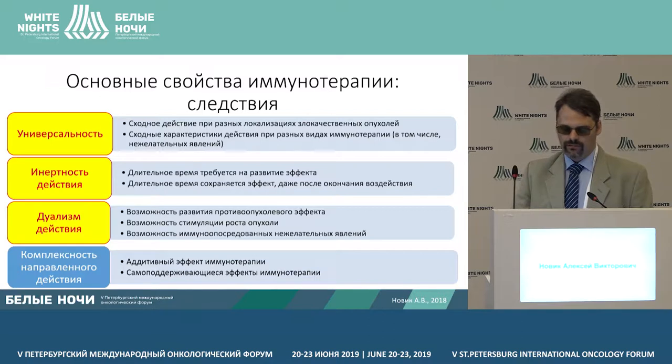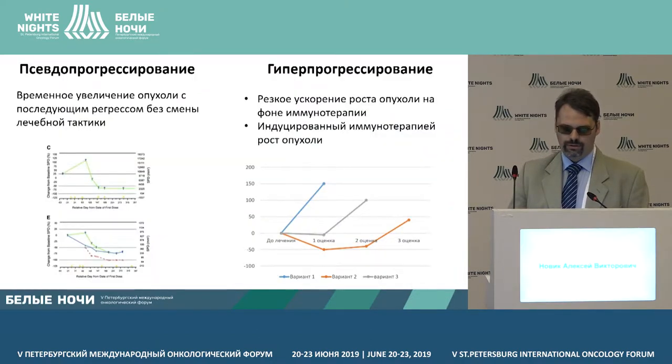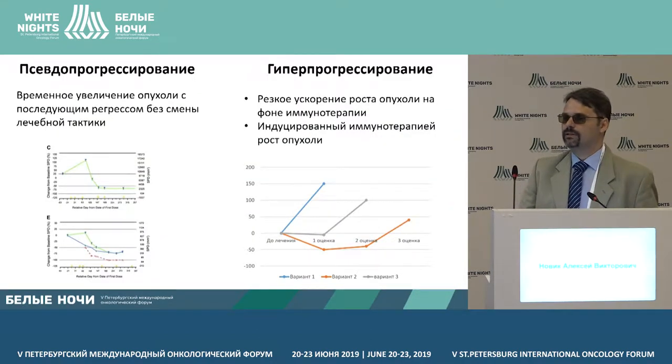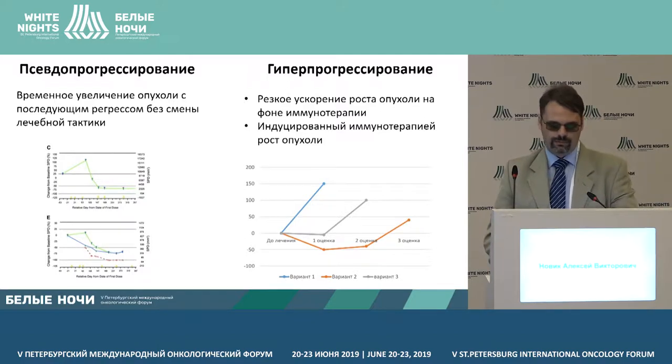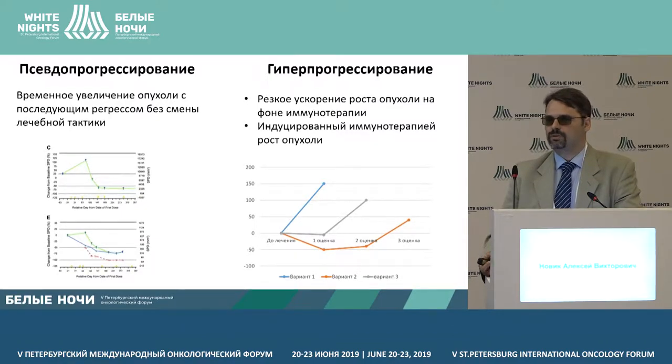In conjunction with the dualism, we have three options: the possibility of an anti-tumor effect, a tumor-stimulating effect, and a third one. Based on these three issues, we will in fact suggest two new patterns. Pseudoprogression, what do we mean by that? A temporary increase of the tumor mass, followed by regression without changing therapy.